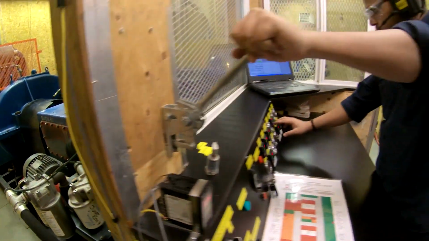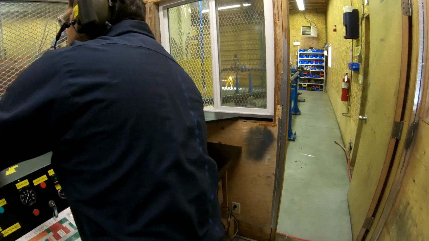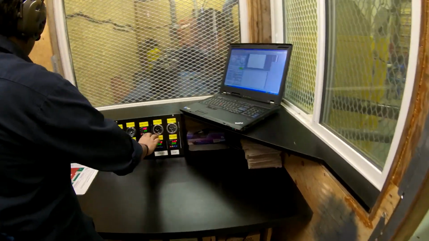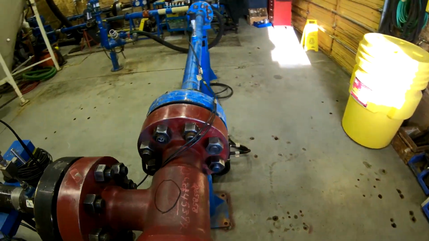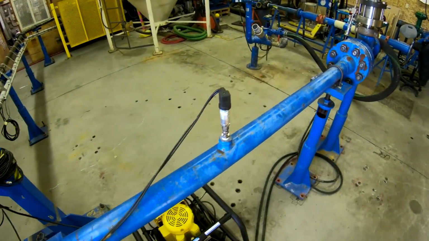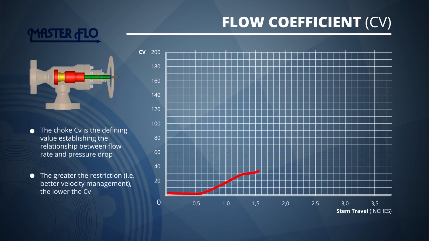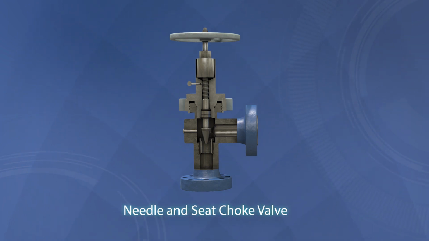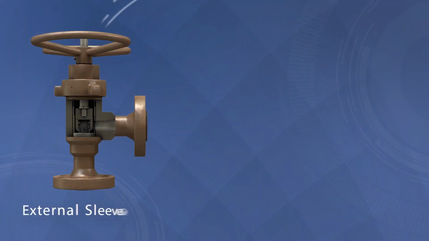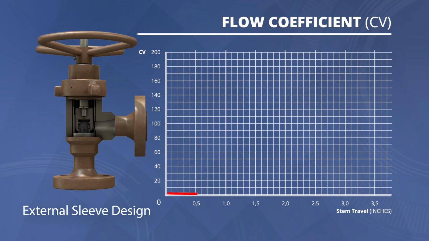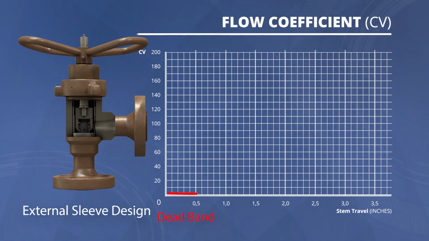Flow capacity testing establishes a flow curve over the valve travel and provides a basis for comparing trim styles. Each valve type has a unique curve based on internal geometry. A greater restriction provides better velocity management but lowers the flow capacity. When the seating area is close to the throttling area, the erosion issues may occur, as frequently happens with the needle and seat valve. Masterflow solved this issue by incorporating a dead band area in the design of the external sleeve and cage choke valve.